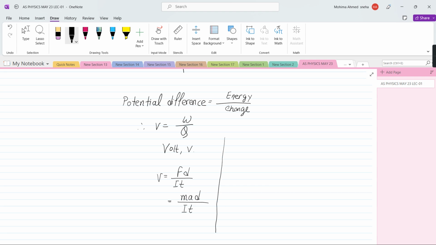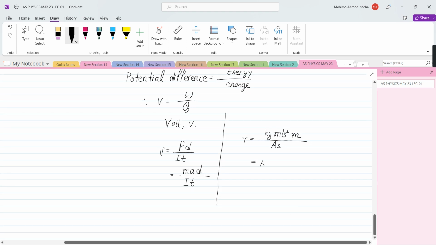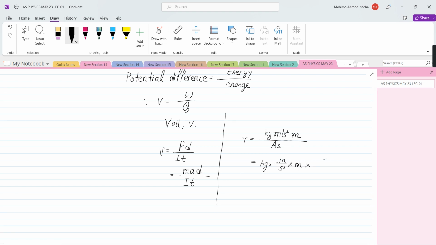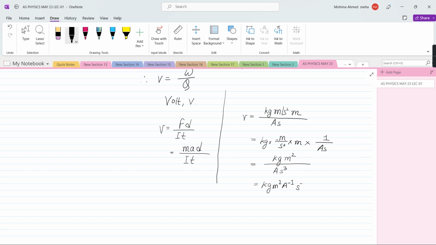So we have V equals mass is kg, acceleration is meter per second square, and distance is m, over A s. We can write it separately: kg into meter per second square into meter into 1 over A s. If you take all the numerators together, it will be kg, meter into meter will be meter square, and you are left with A and s cube in the denominator. So the final equation would look like kg m² A^-1 s^-3.